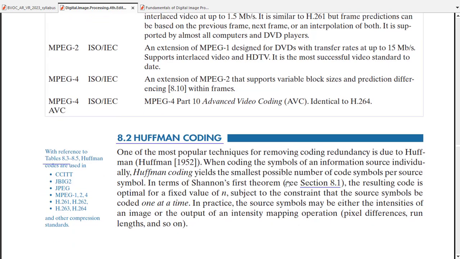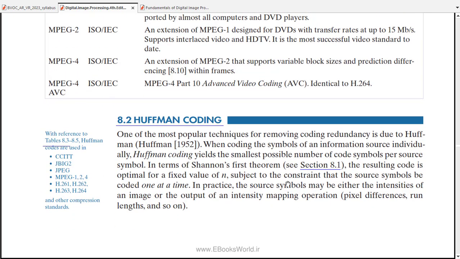So in this concept, we'll move to the type of Huffman coding. One of the most popular techniques for removing coding redundancies is due to Huffman, in 1952, encoding symbols of an information source individually. Huffman coding yields the smallest possible number of code symbols per source symbol.